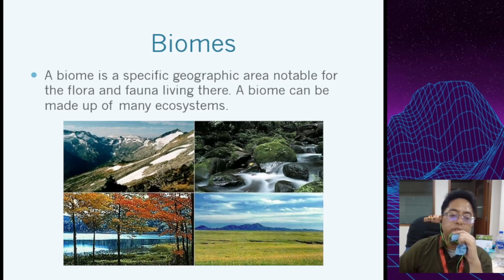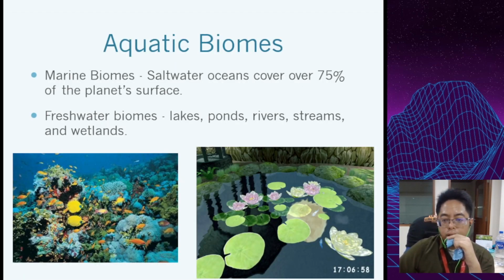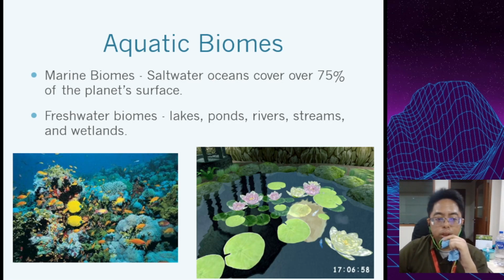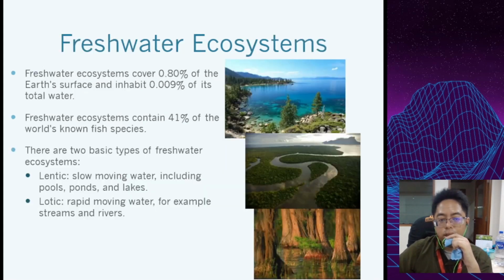Biome. It is a specific geographic area notable for the flora and fauna living there. A biome can be made up of many ecosystems. So here are many of the biomes on Earth. So aquatic biomes, marine biomes, they are for the sea water. Saltwater oceans cover over 75% of the planet's surface. The remaining will be the freshwater biomes, where you have lakes, ponds, rivers, streams, and wetlands.